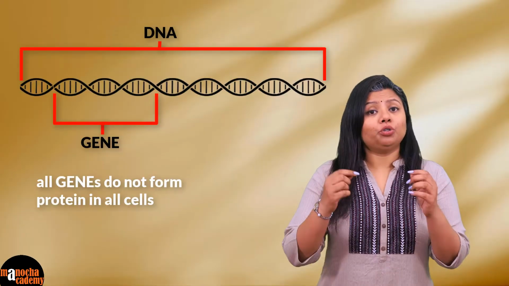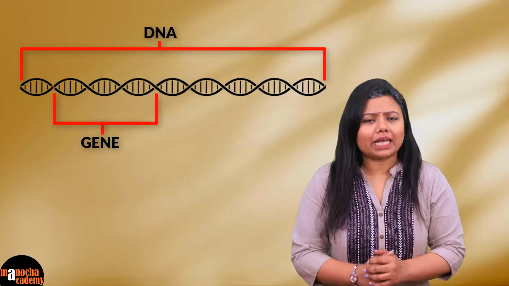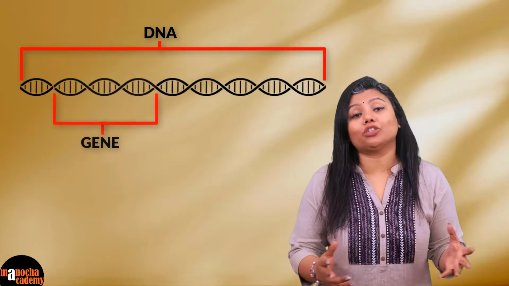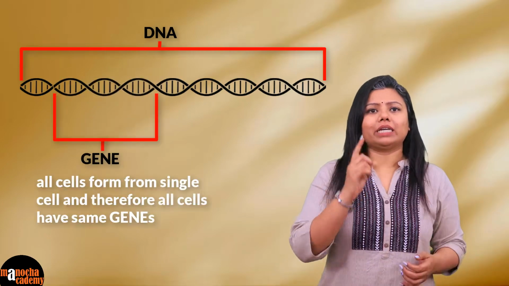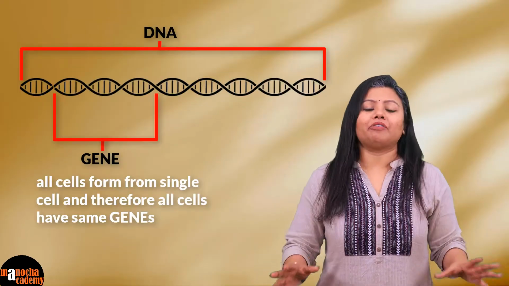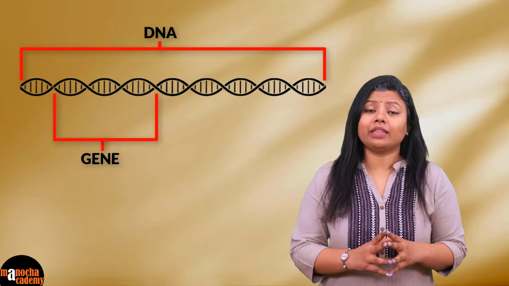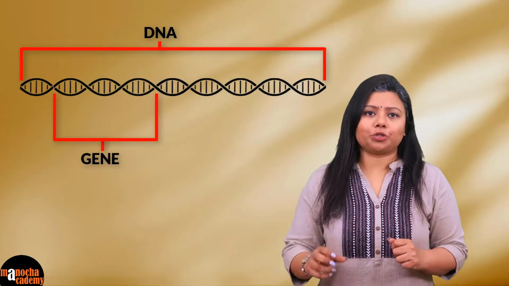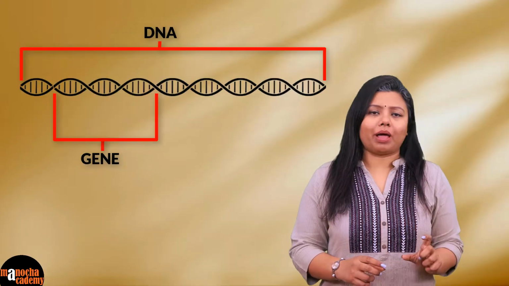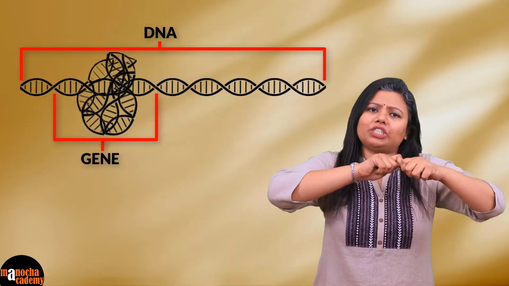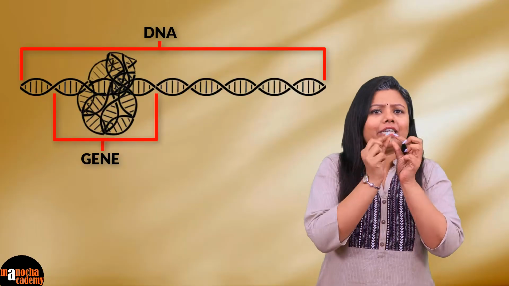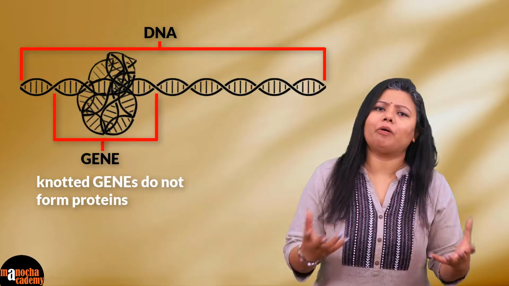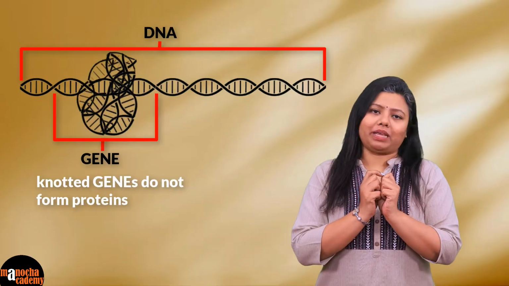So where you do not need a gene, does it make sense to keep the gene? It makes more sense if we can get rid of the gene, but that is not possible because we are formed from a single cell, so all our cells have the same genes. Then what can we do? In those cells where few genes are not required, we can coil those regions very tightly and make it into a clot so that the genes are not open and they do not form proteins, so they do not take up much space.